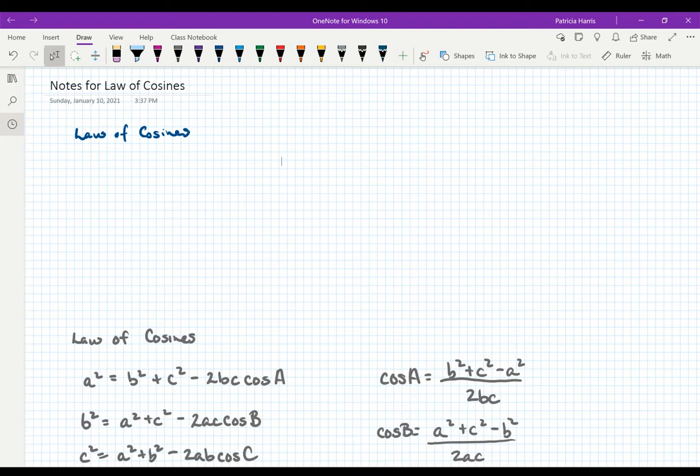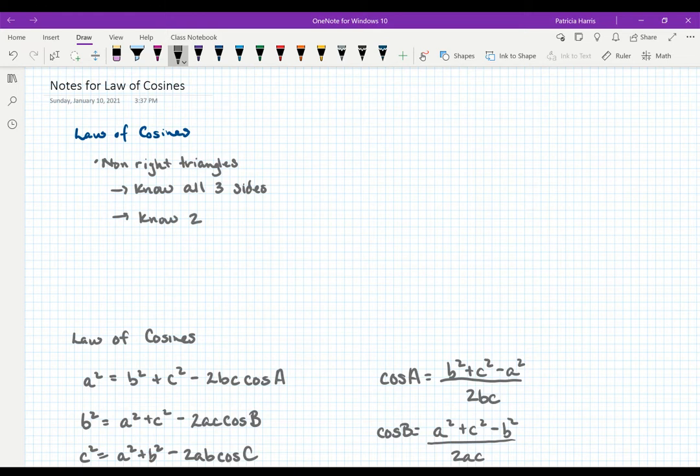Okay, guys, so today we're going to learn about the law of cosines. Now, the law of cosines, again, is used for non-right triangles. And it's used for situations where we know all three sides, and when we know two sides and an included angle.